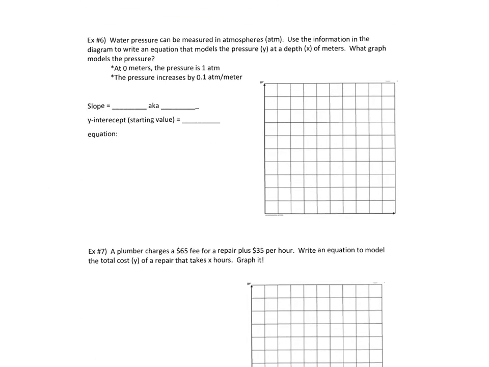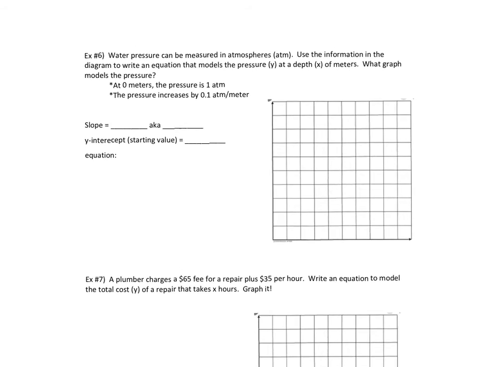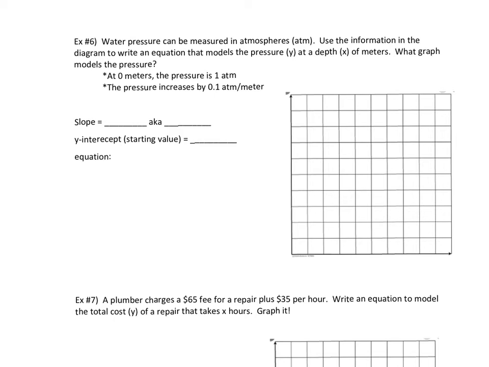Last 2, and these ones are a little wordy, I know, but I wrote it all out for you, so easy peasy. It says water pressure can be measured in atmospheres, abbreviated ATM. Use the information in the diagram to write an equation that models the pressure y at a depth of x meters. What graph models the pressure, okay? And this is what you're told. At 0 meters, the pressure is 1 atmosphere. And then the pressure increases by 0.1 atmospheres per meter, okay?